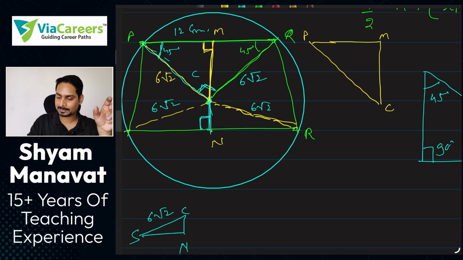PMC. If you see this, I have drawn the perpendicular, and here this is 45 degree. Yeah, because they are what? Isosceles triangle, because both are radius, right? So here PC becomes a side opposite to 90 degree, which is 6 root 2.